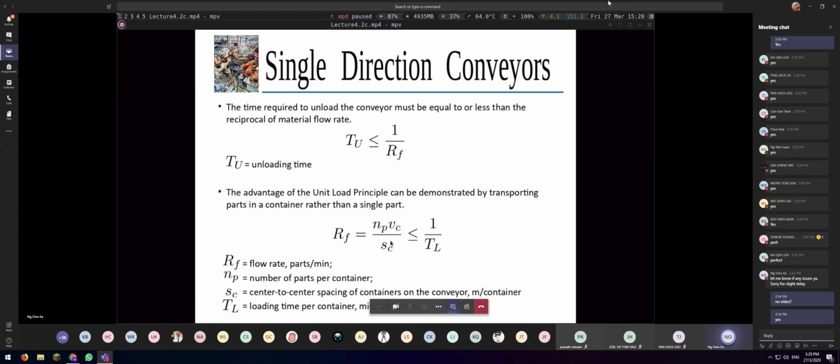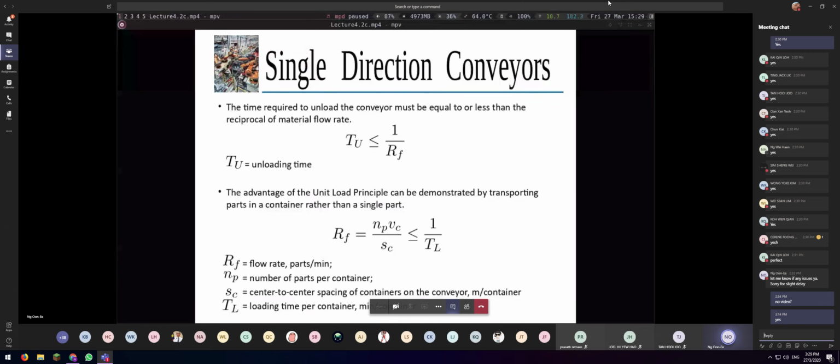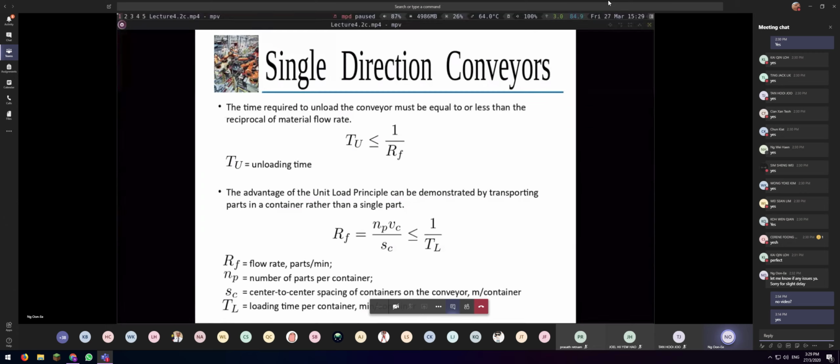And so this indicates why we normally want to use unit loads, because the unit load principle means you can load multiple parts in a container rather than transporting part by part. And this changes our equation such that the flow rate is the number of parts multiplied by the velocity divided by center to center spacing. And so you can see that it's much easier to meet this rather than having to meet the velocity over SC that we have to meet.